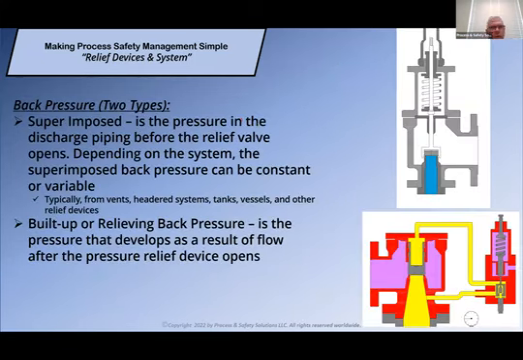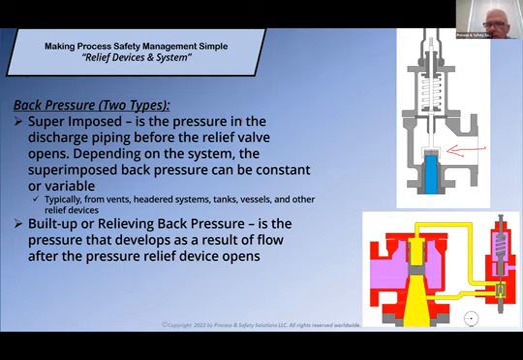So let's talk about the two different back pressures. You've heard me talk quite a bit about back pressure in general, and this is one area that we see quite often that is not addressed appropriately or correctly. So we're going to spend a little bit of time talking about that today, just so that in the design of your systems you're addressing back pressure. So the two back pressures we're talking about are superimposed and built up relieving back pressure. Superimposed back pressure is the back pressure that your relief device may see all of the time.